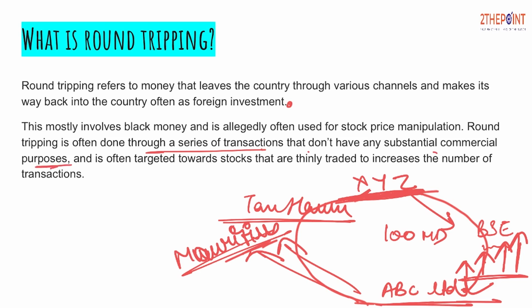Now this price rise of the stocks is not backed by any actual or genuine rise. It is not substantially backed, and it is a false rise of price done by some activities, and is often targeted towards stocks that are thinly traded to increase the number of transactions. So ultimately the motive was to increase trading in the stocks of ABC Limited. So this is how round tripping happens, and the motive is also clearly defined.